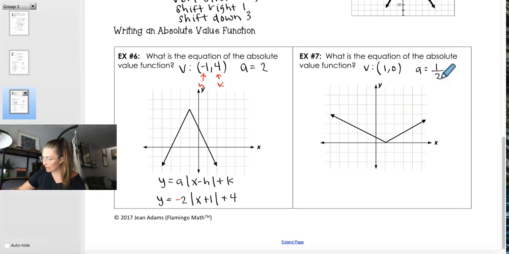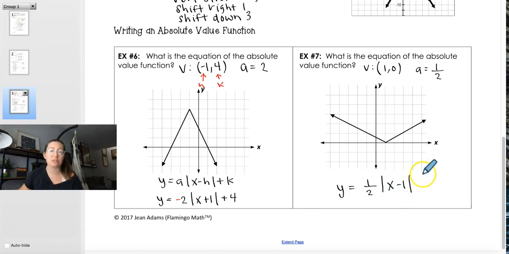All right, plug it all in. I'd get y equals A is a half. X minus h, x minus 1, plus k, which is 0. Do not put plus 0. This one is positive because this is still a positive V.